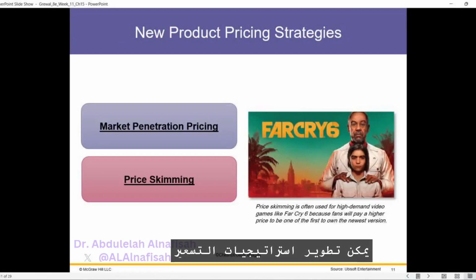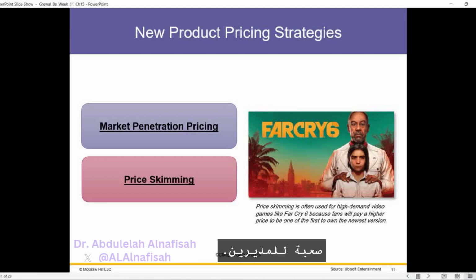Developing pricing strategies for new products can indeed be a challenging task for managers, especially when the product is completely innovative or new to the world. In such cases, determining consumers' perceptions of the product's value and pricing it accordingly becomes more difficult. However, there are two distinct new product pricing strategies that can be employed: penetration pricing and price skimming.